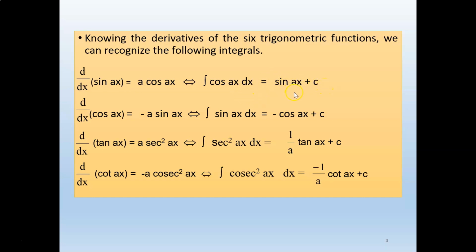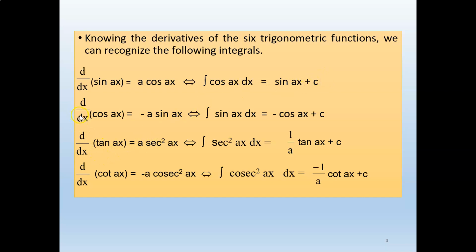See, over here, this is actually the same. It's just vice versa. Kalau kita differentiate sine, kita akan dapat cos. Bila kita integrate cos, then kita akan dapat balik sine ax plus c. C is the constant lah.